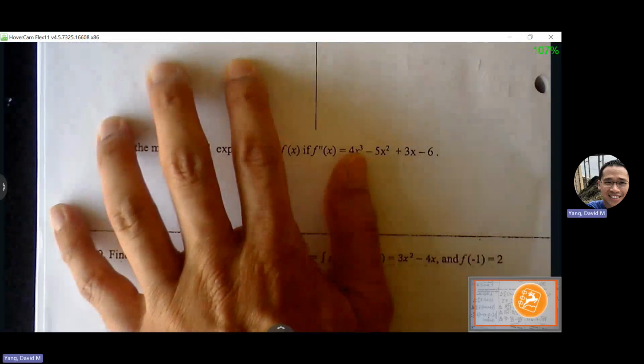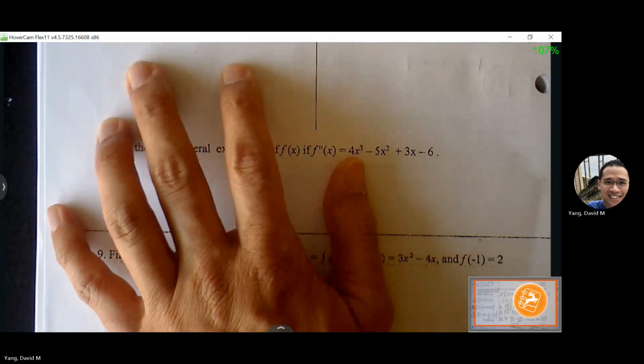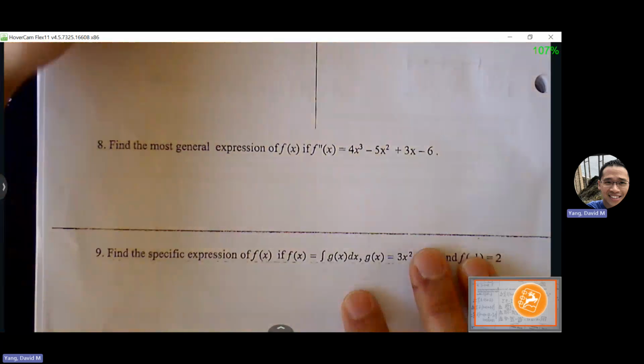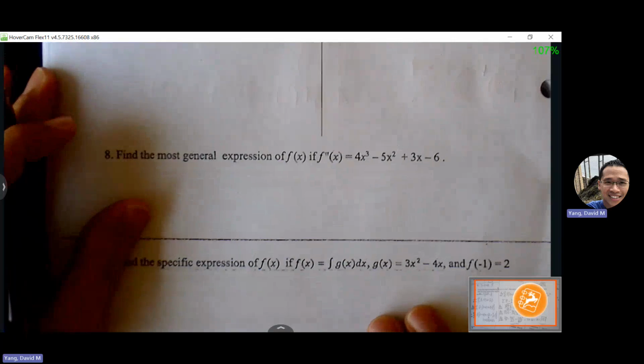Did we go over number 6 yesterday with power rule? No, okay. So I don't go through the steps here. Make sure you guys don't have any questions here. So this is number 6 on page 38. It says find the general antiderivative.